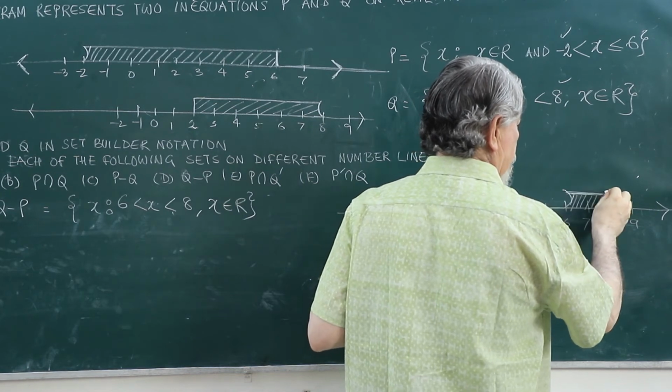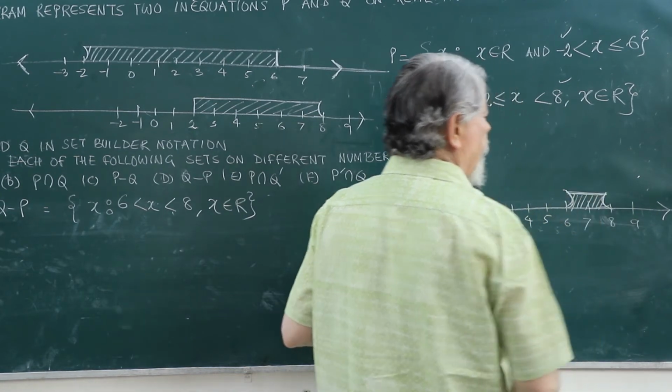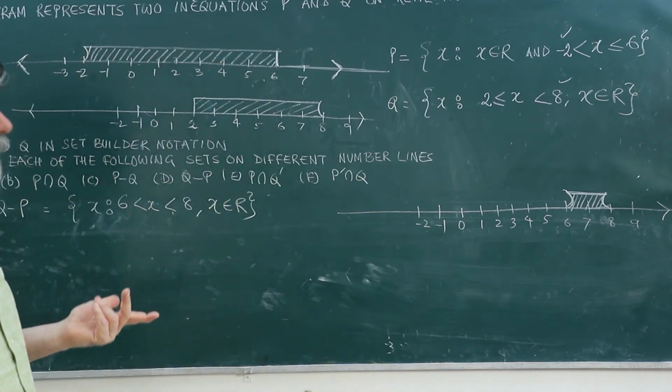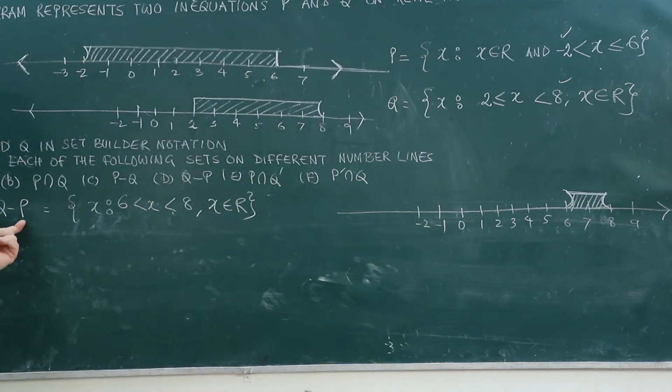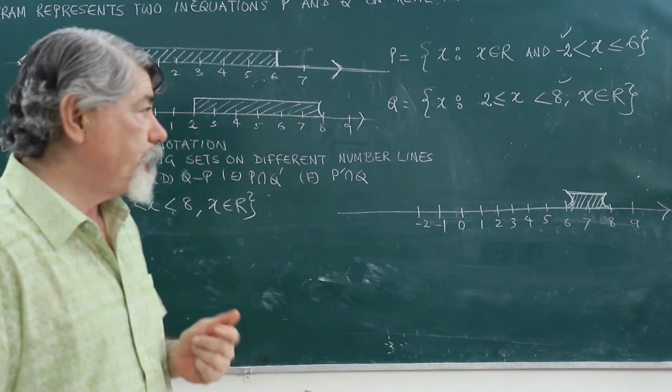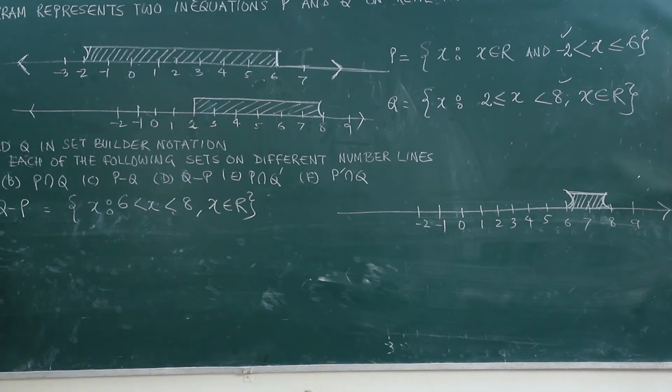This portion represents Q minus P. These are the elements which belong only to Q but not to P. Q minus P means the set of elements which belong only to Q but not to P. Let's see E.